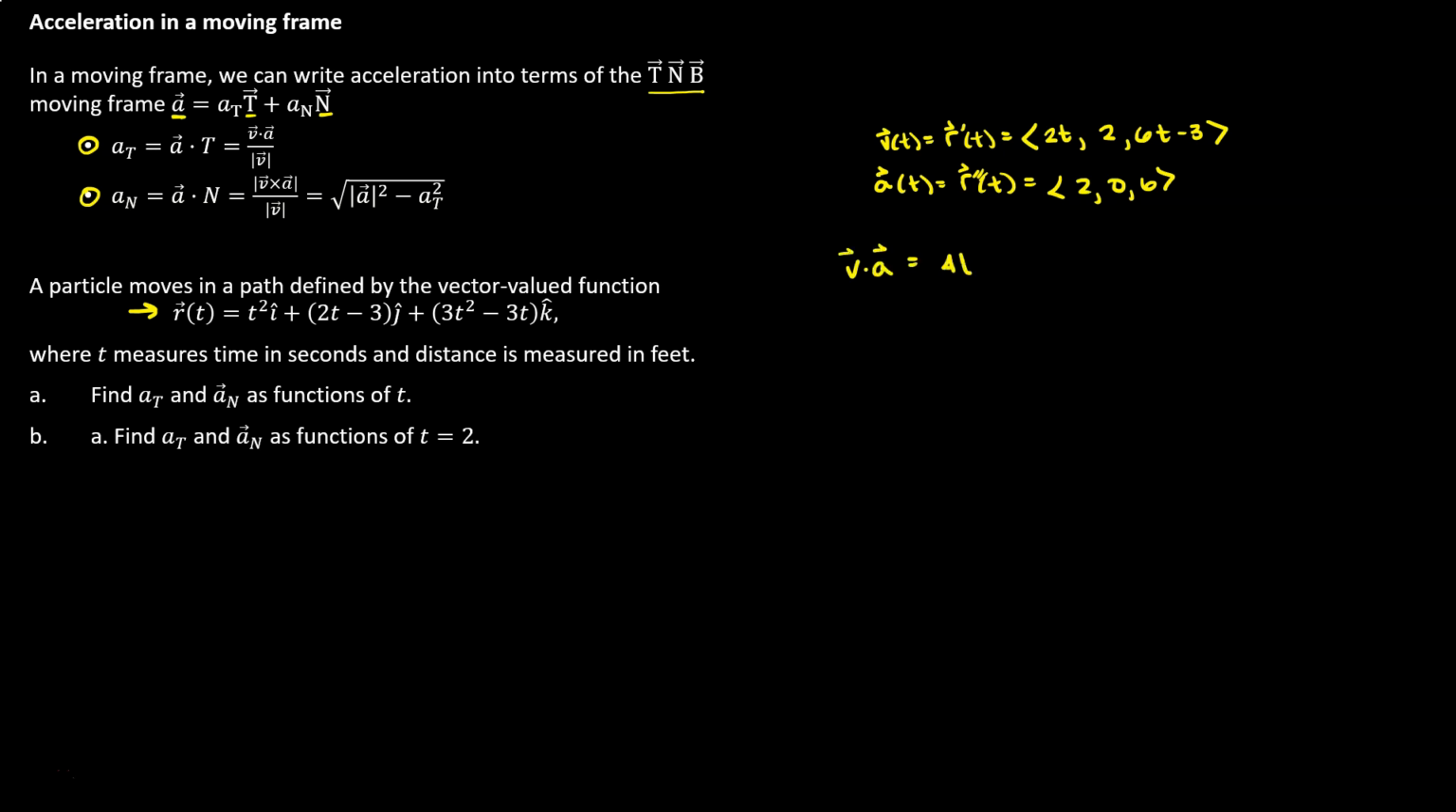We would get 4t plus 0 plus 36t minus 18, or 40t minus 18. We also need to find the magnitude of v of t. So let's calculate the magnitude of v. Take each component and square it, add them up, and square root them.